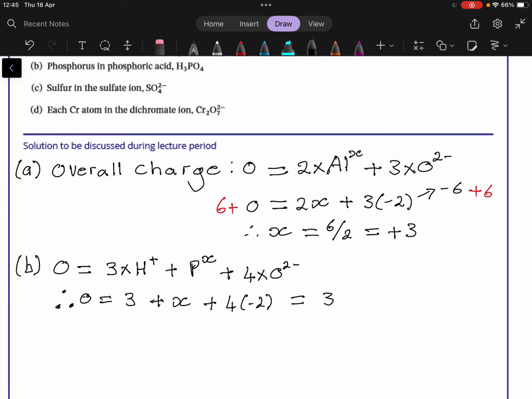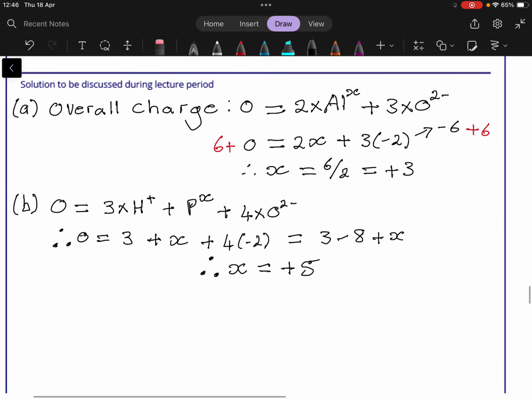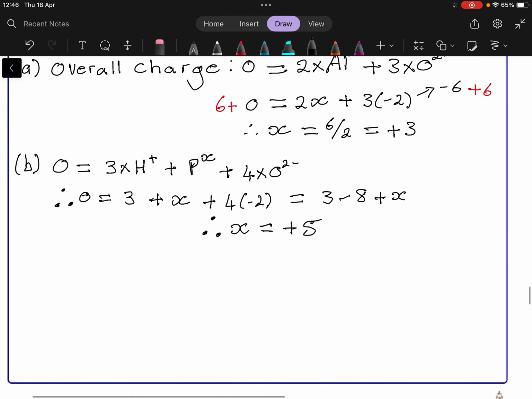You can make that 3 minus 8 plus x, because 4 times minus 2 is 8. So we get minus 5. Take it across the equation, take it to the other side. So x must be equal to plus 5. And I specify the pluses here, so plus 3 and plus 5, because sometimes you can't be ever too explicit when writing your numbers.